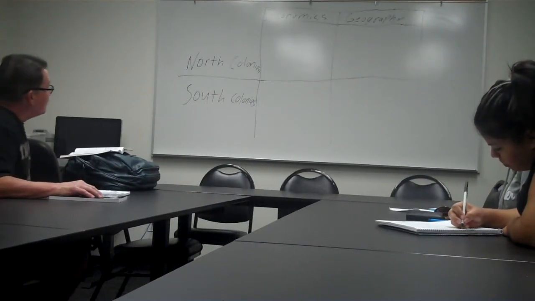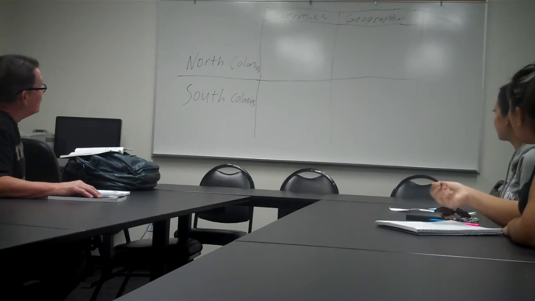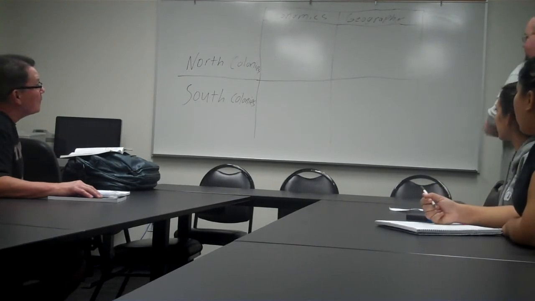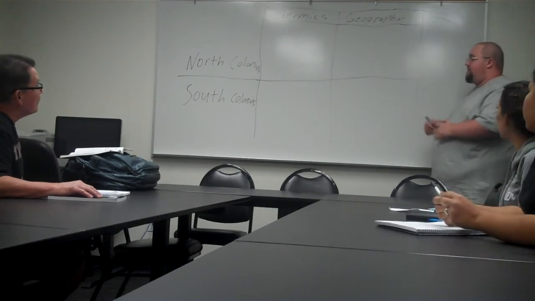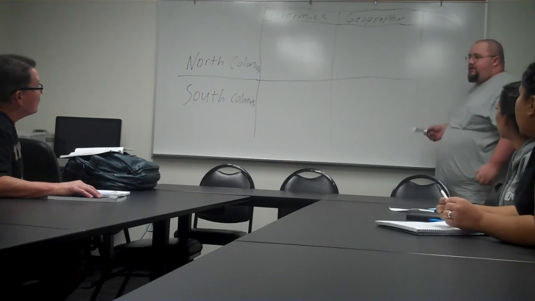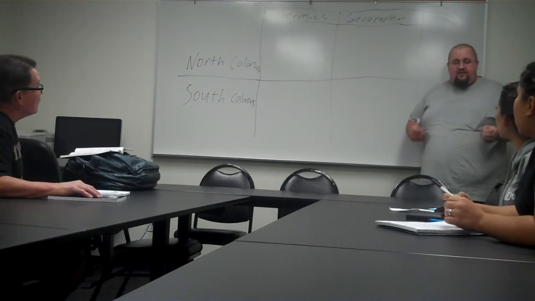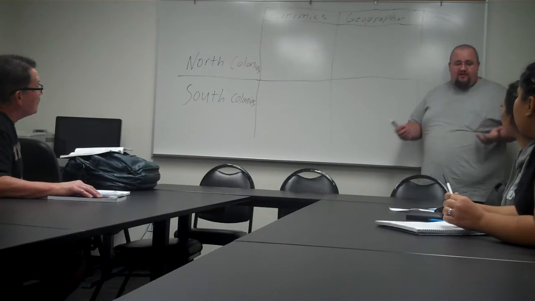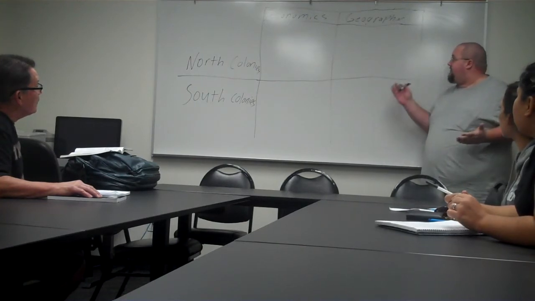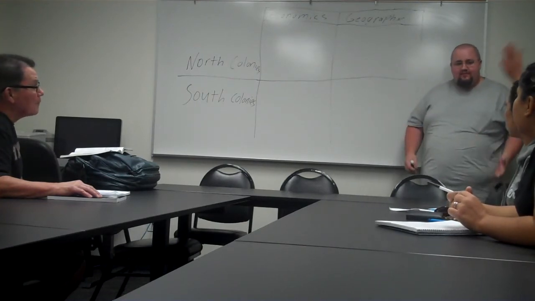Okay, class, today we're going to be working on the American colonies. And one of the big ways that the colonies were divided were into the north and south. Does anybody know of how these areas might be different than each other? Like how they might differ in geographic terms?